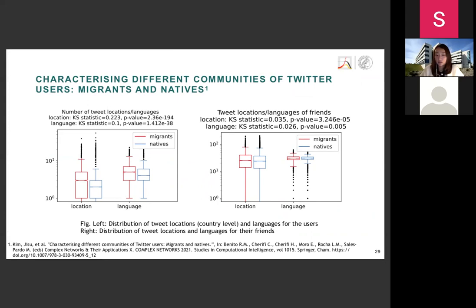So we began by looking at features that can be easily observed from data, i.e. tweets in this case. And we observe that migrants tend to send out more tweets in a wider variety of languages and locations than natives. And interestingly, the same picture was also reflected in the friends of migrants and natives, where friends of migrants were tweeting in a wider variety of languages and locations than natives.